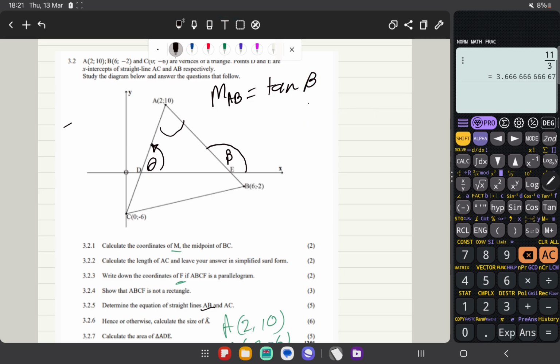Then they say calculate the equation of a straight line of AC. So I can say the gradient of AC is equal to tan theta. And of course, in this case, the angle that you're looking for is 180 minus beta. That is the angle that we're going to use to get the angle A. So let's get started. You see now that 6 marks is no longer threatening.